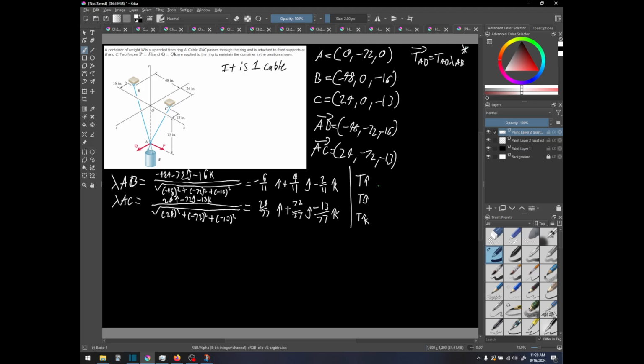But since we know this, what we can say is negative 6 over 11, because it's the same cable. We can add 24 over 77. Figure out what that equals. Same thing with j hat: 9 over 11 plus 72 over 77. Negative 2 over 11. 13 over 77.